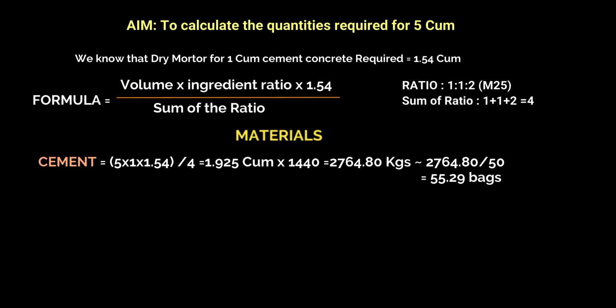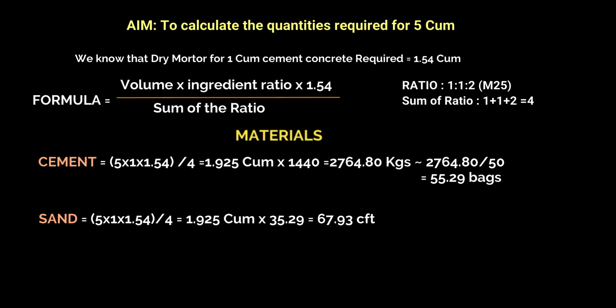So we get 1.925 cubic meters, into the density of the cement, that is 1440 kgs. 1.925 into 1440, we get 2764.80 kgs of cement required. We divide it by 50 to get the quantity in bags. On dividing we get 55.29 bags.